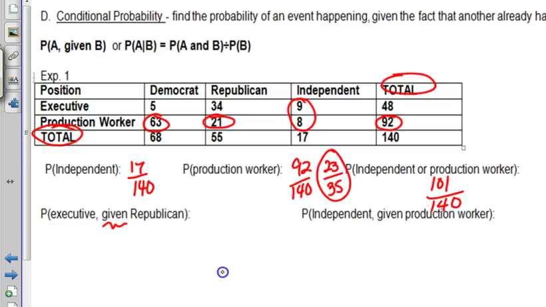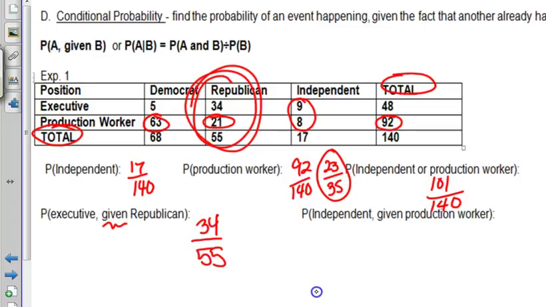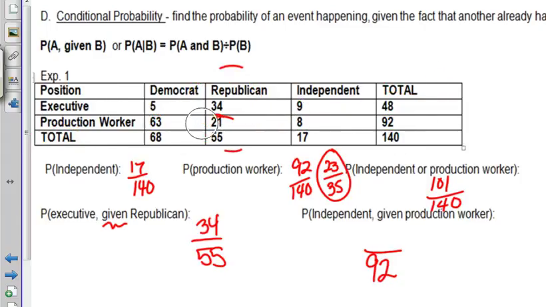This is not the same, though. Executive, given they're a Republican. Now, given they're a Republican, we're only picking out of 55, right? An executive is 34 out of 55, which I don't think reduces. Independent, given a production worker. So given a production worker means we're only dividing by 92, yes? Total production workers. Since I've made a mess of this. Okay, so now we're talking about out of these 92, how many are independent? 8, which reduces to... Thank you.